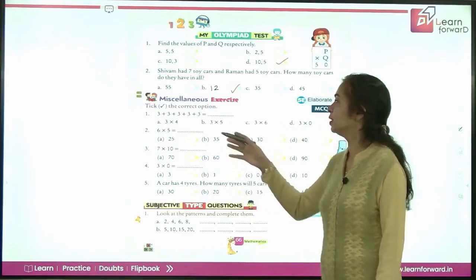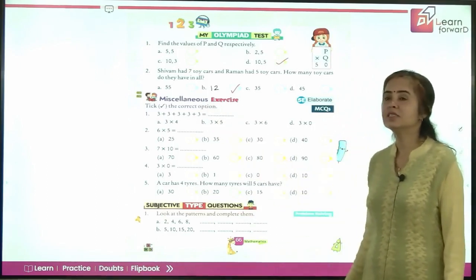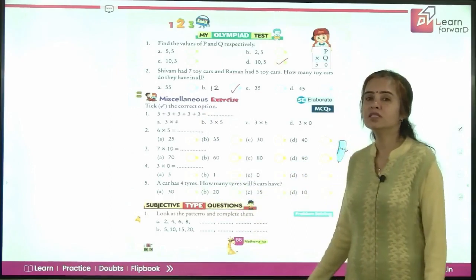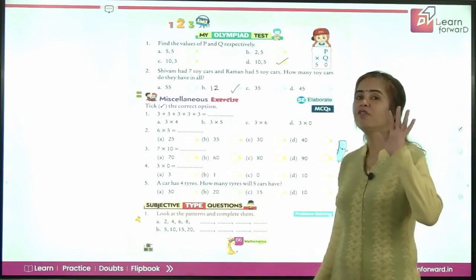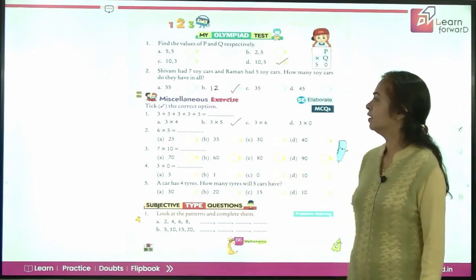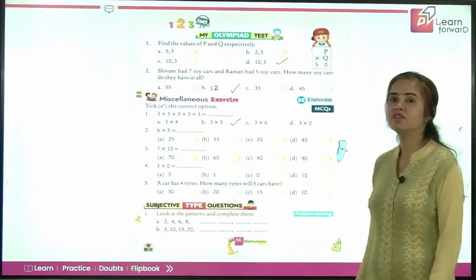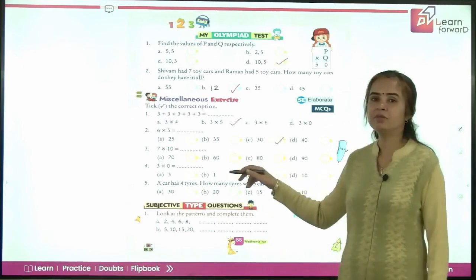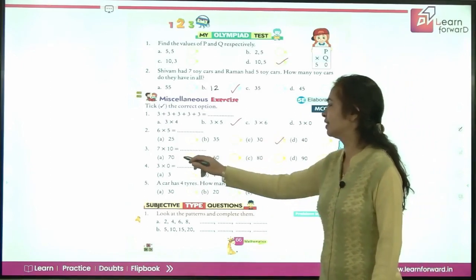Things like this appear. Now, here's a miscellaneous exercise for you. Tick the correct option. So what do you see here? What is the multiplication fact? 5 times 3. Where is it? It's here. Next, 6 times 5 is how much? That is 30. Perfect. 7 times 10. You know the answer. That is 70.